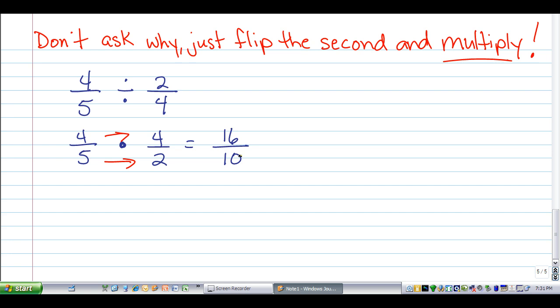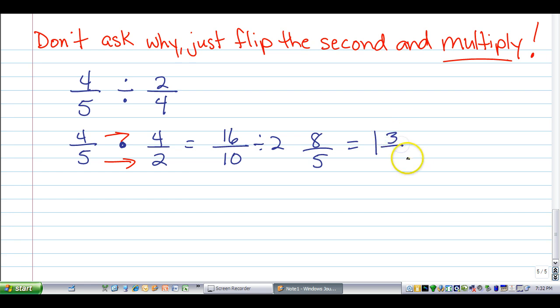Now, it's not in simplest form, it's also not a proper fraction. So why don't we first turn this into simplest form? They have 2 in common, so I'm going to divide both of them by 2. 16 divided by 2 is 8. 10 divided by 2 is 5. Alright, now I have to change it to a mixed number. 5 goes into 8 how many times? 1 whole time. And what's left over?